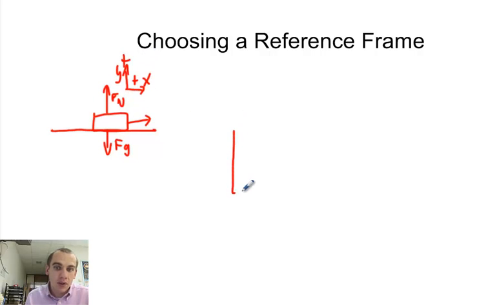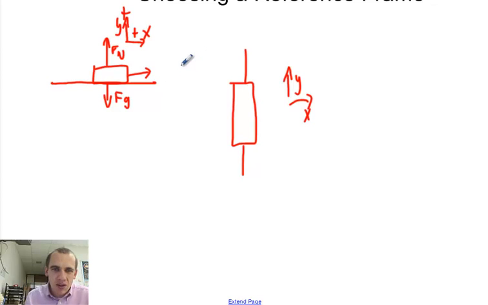And when we switch to the vertical direction, we do exactly the same thing. We don't have to worry about x, but we usually say y is this direction and x is this direction. Why do we pick things like that? Well, because the motion is in those directions, and it makes our life easier. But we could just as easily have picked our y direction to be this way and our x direction to be this way.